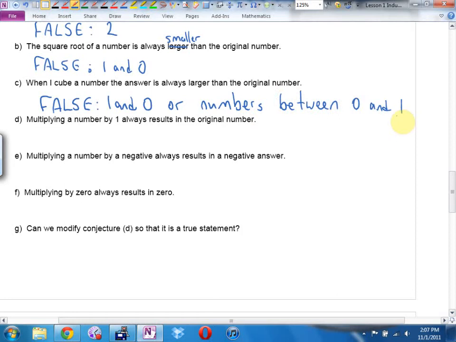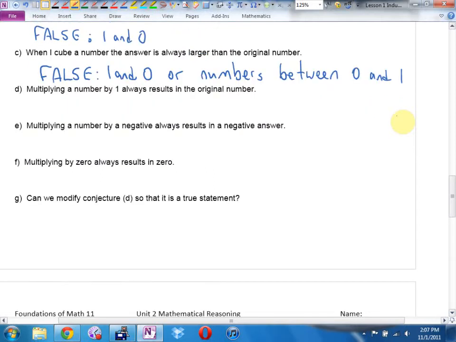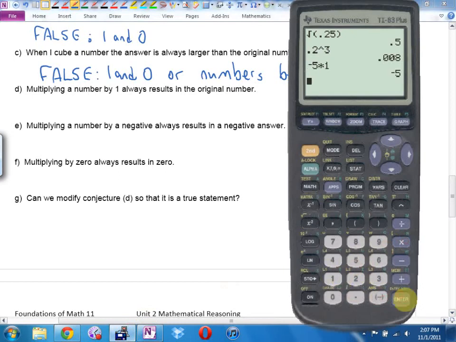D. Multiplying a number by 1 always results in the original number. True or false? And if false, provide a counterexample. Let's see. Negative 5 times 1. Did that give me my original number back? Her suggestion was negatives. I think negatives work. At least that didn't provide a counterexample to me. I multiplied it by 1 and I got my original number back. So right now I'm leaning towards true. Or is there another counterexample? Is there a number that when you multiply it by 1, you don't get the original number back?